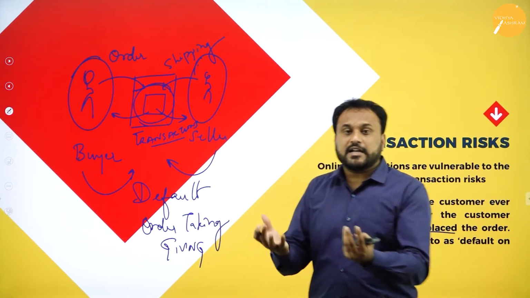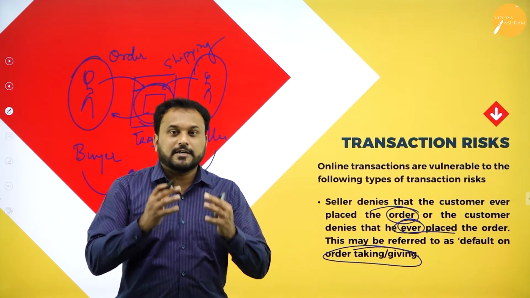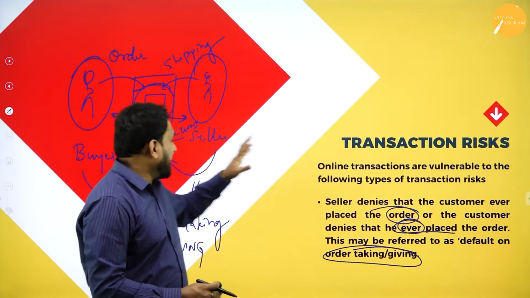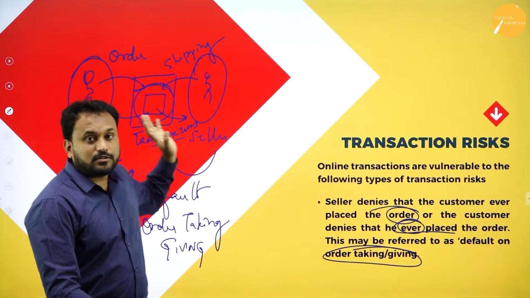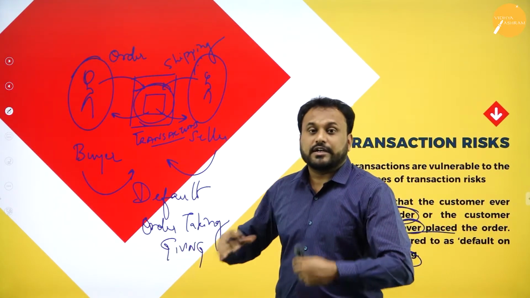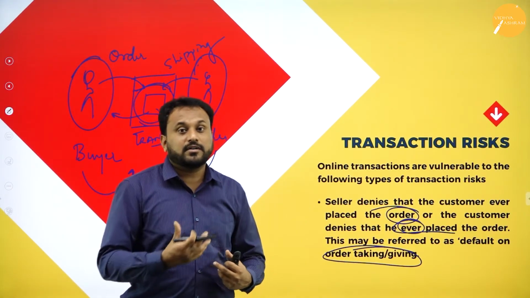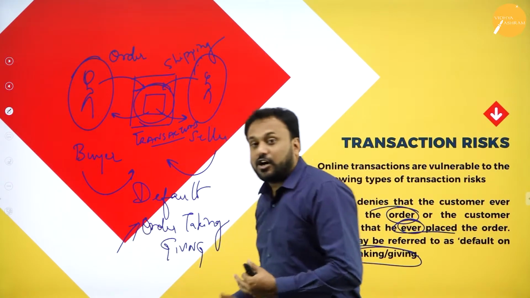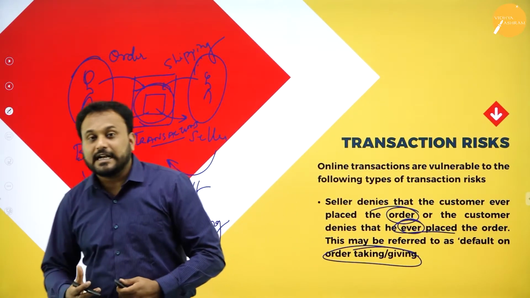Both the parties deny, or one of the parties will deny. That is a big example of a transaction risk. The transaction is going, but the seller will deny or the customer will deny. That means there is no business going to happen between them because there is a default. A default on what? Default on placing an order or giving an order. So understand, giving an order and placing an order are the same. It is like taking the order or giving the order. So this is what happens in the transaction risk.